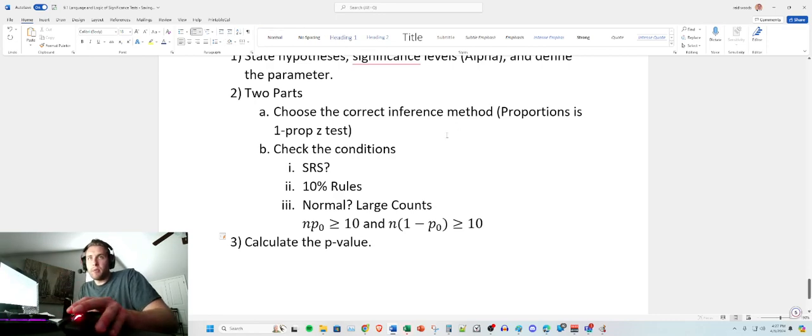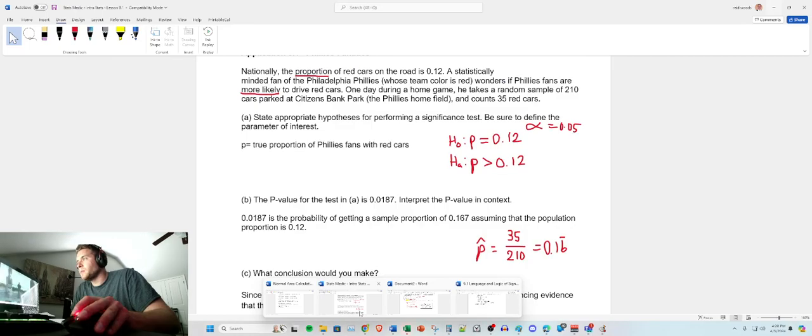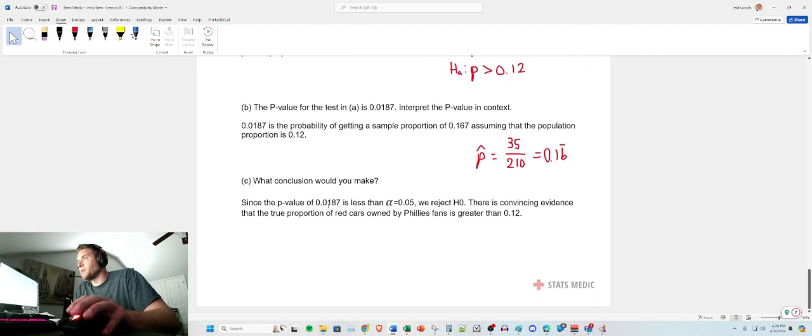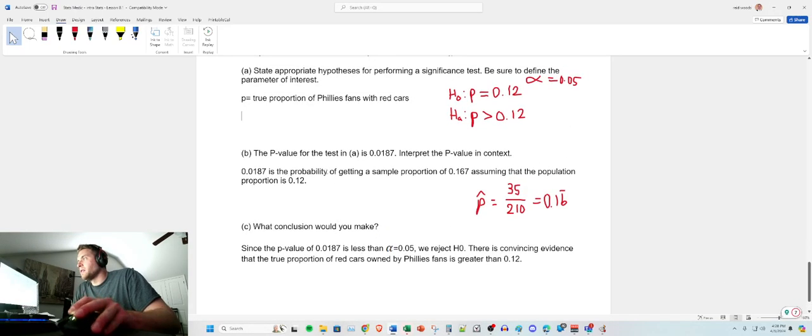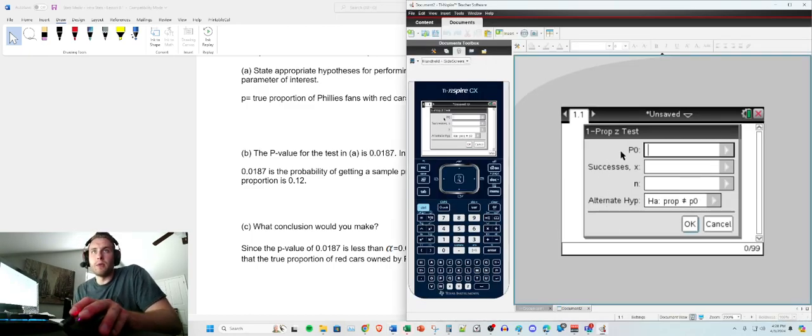Okay, and this is actually a pretty easy step for this. They did it for us in this example here, 0.0187. They did it for us, but I want to see how they got that. And the Inspire is the way that we're going to get this.